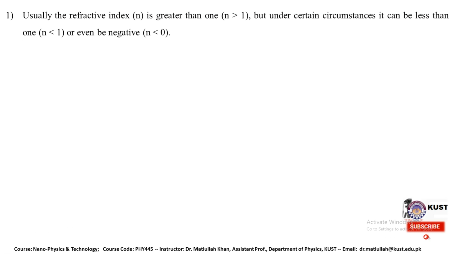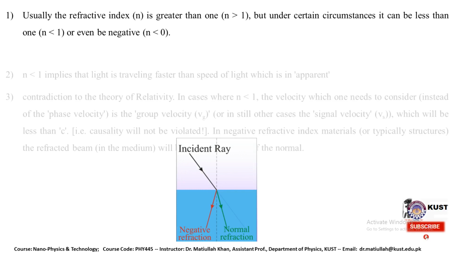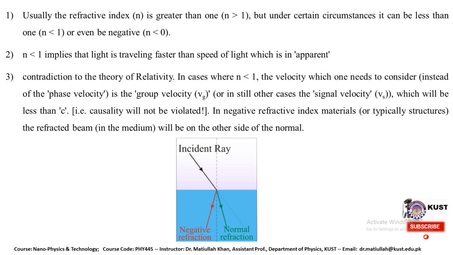So usually the refractive index, or the value of n, is greater than 1, but under certain circumstances it can be less than 1 for very special cases, or even negative. So what is the physical meaning of negative refraction? When n is less than 1, it implies that light is traveling faster than the speed of light, which is an apparent contradiction to the theory of relativity. Definitely it is a contradiction to the theory of relativity, so it is not possible.